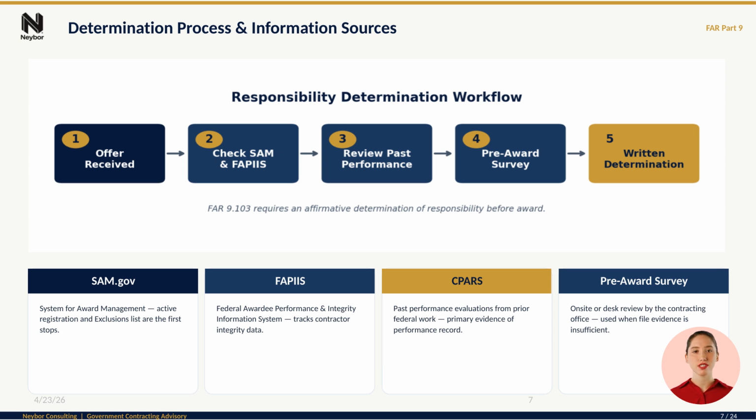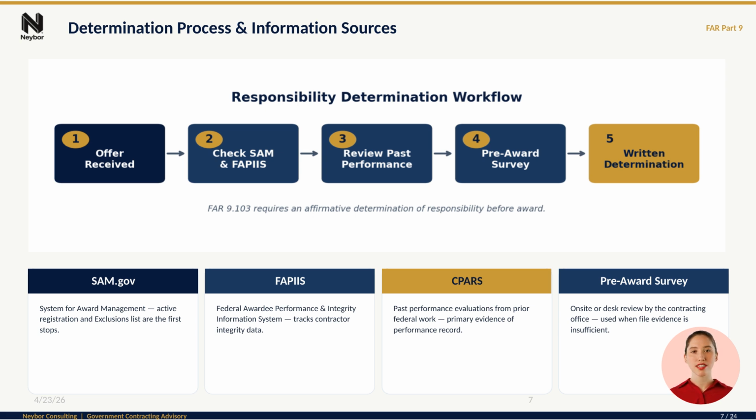SAM.gov is the central registration and exclusions database. Every federal contractor must be registered there, and the exclusions list flags anyone who's been debarred or suspended. FAPS, the Federal Awardee Performance and Integrity Information System, is the integrity file. It captures terminations for default, administrative agreements, and non-responsibility determinations. CPARS holds past performance evaluations written by the government itself after each prior contract. This is often the most influential evidence.